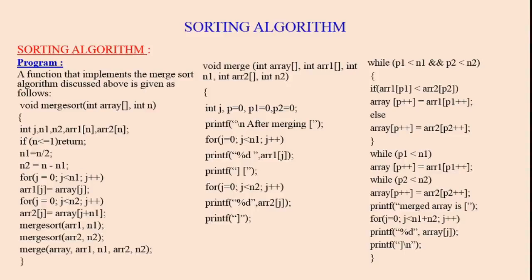This one is a sample program that implements the merge sort algorithm. Here the elements are compared and merged to form an array. Then the next elements are compared and merged to form the array. Next, subarrays are compared and merged to form the array. Finally, the two subarrays are compared and merged to form the final sorted elements.